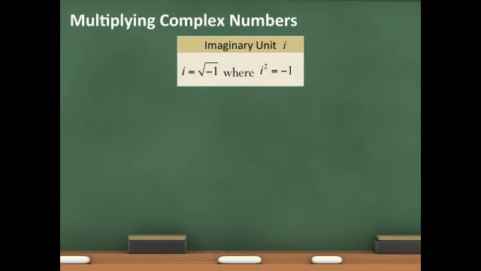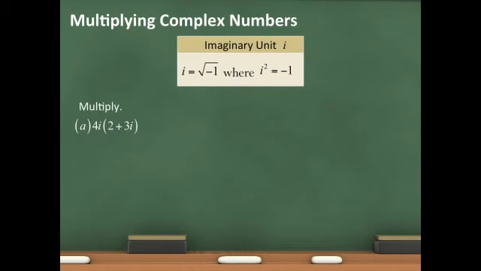When multiplying complex numbers, it is important to know the definition of the imaginary unit i. This unit is defined as the square root of negative 1, which is not a real number, hence the name imaginary. You also need to know that i squared is defined as negative 1. This will be important when you are asked to multiply and divide complex numbers. Let's look at some examples.